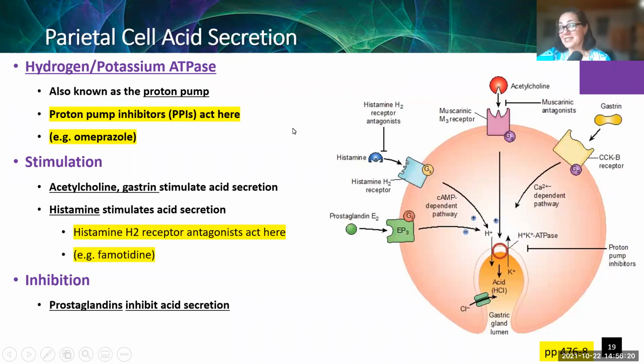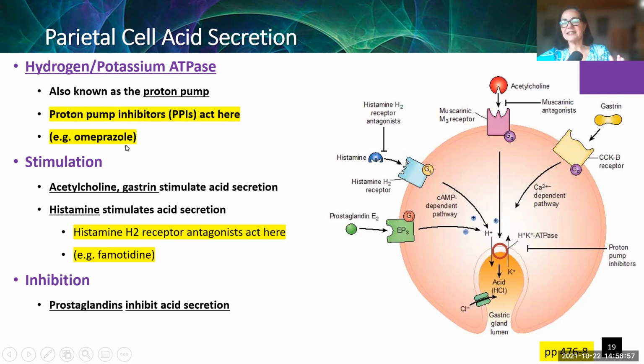Now we're going to look at this in some detail. We're looking at a parietal cell. This is a parietal cell. It has the potential to secrete hydrochloric acid, and it does that by pumping hydrogen ions, also known as protons, across the cell membrane at the same time that chloride ions are coming out a different hole, and voila, you have hydrochloric acid. That pump is called a hydrogen potassium ATPase, also known as a proton pump.